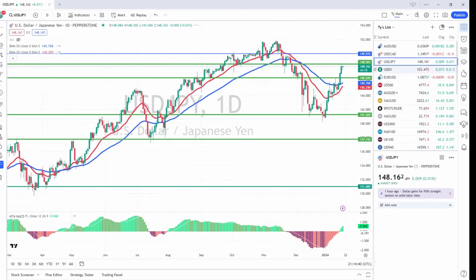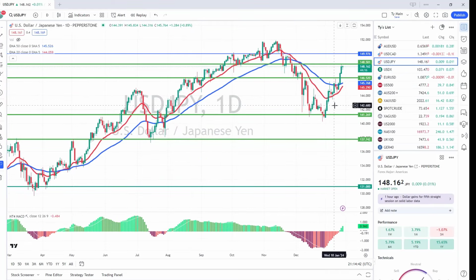Over to the US dollar yen, the powerhouse that is the yen again. You can see here, it did all the things it promised to do, landed on the 20 moving average last week, and then off it went. Perfect trading 101. This is exactly what we want.